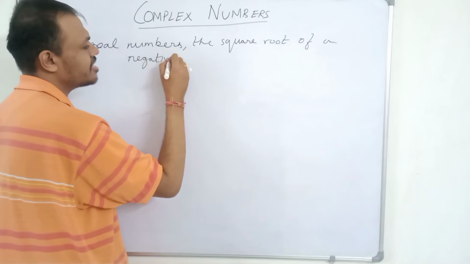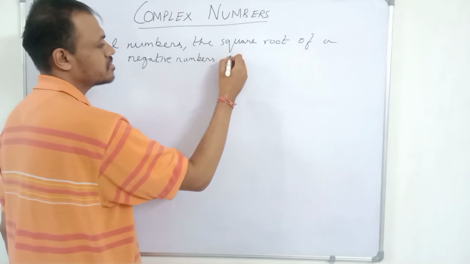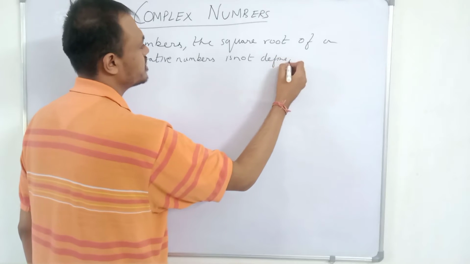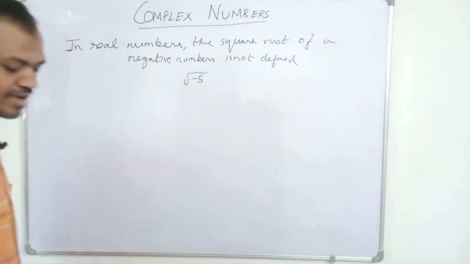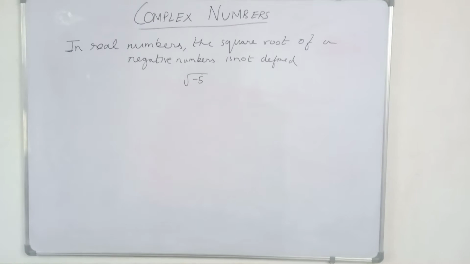When we studied real numbers, we studied this thing as well. So the square root of minus 5 is not defined. The square root of minus 5, for example, does not exist.